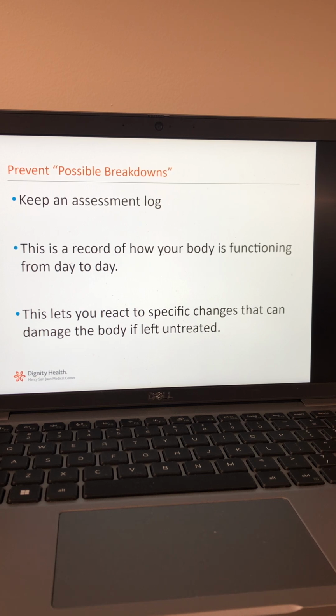You're going to want to keep an assessment log, which we have given you in your binder. This is a record of how your body is functioning from day to day. And this lets you react to specific changes that can damage the body if left untreated. Not only can you react, you can react quickly.